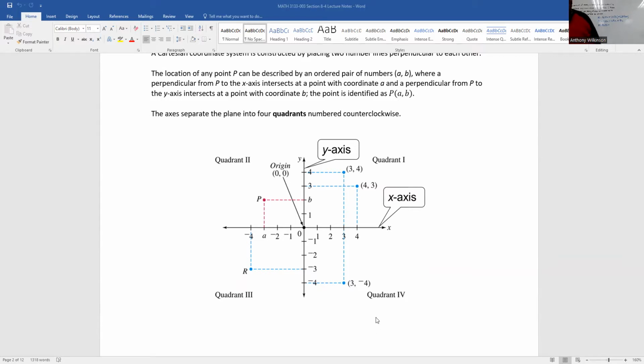And also, when we plot points, we always start at the origin. The first ordered pair is always your x-coordinate. That tells you how many places you need to move either to the left or to the right. And then from there, your second is the y coordinate, meaning you move up or down from the x, and it's going to be parallel to the y axis.